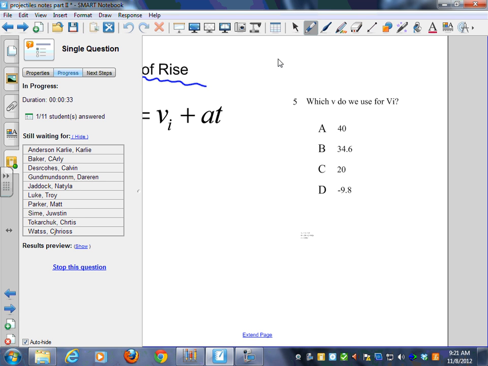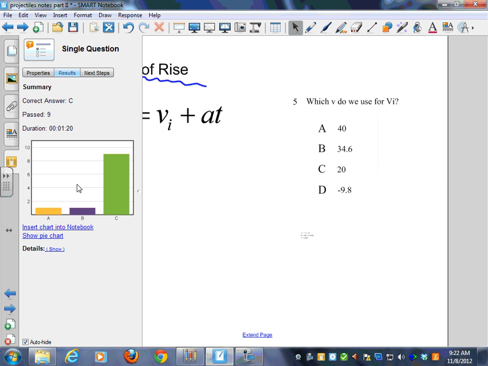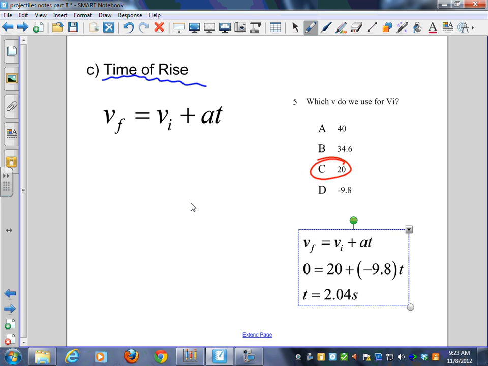Which one are we going to use for time of rise? Because it's time of rise, we have to use the vertical component. So we're going to use VF equals VI plus AT. Now, does it matter whether it's positive or negative? Absolutely matters here.